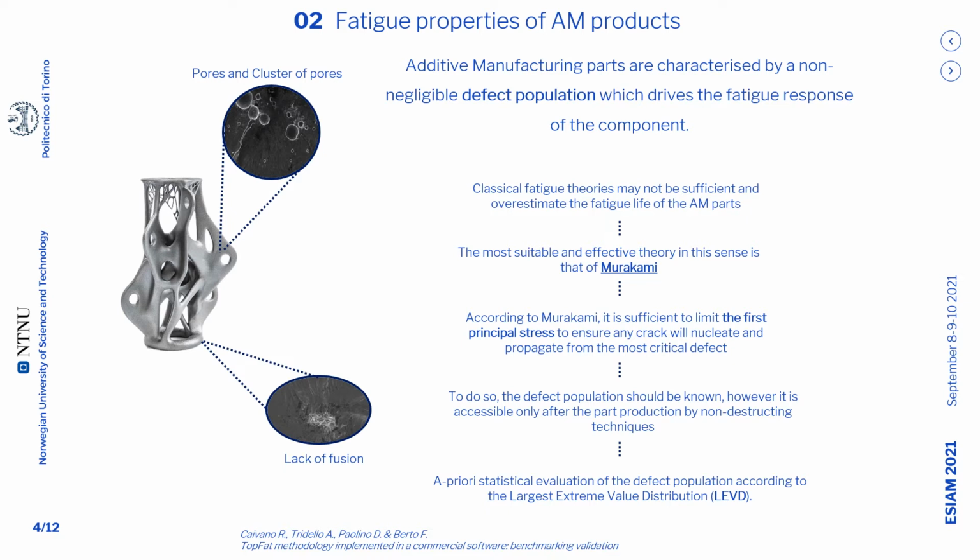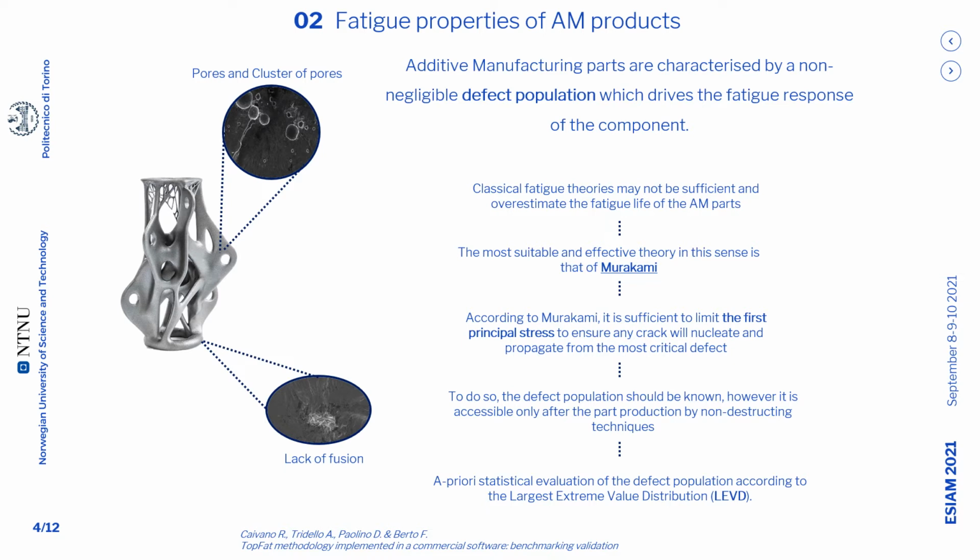In particular, they may overestimate the real fatigue response of the part. The most suitable theory in this sense is that of Murakami. His model can predict the maximum first principle stress which can let nucleate and propagate a crack from the most critical defect. If that first principle stress threshold is not exceeded, then the part can be considered safe, even in presence of defects. With the aim of evaluating this limit, the defect population must be known.